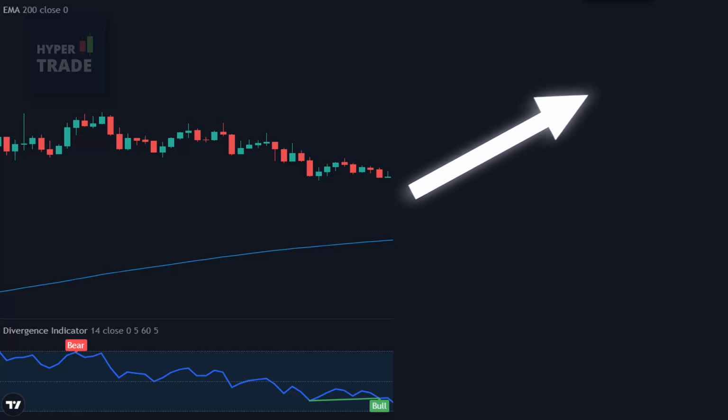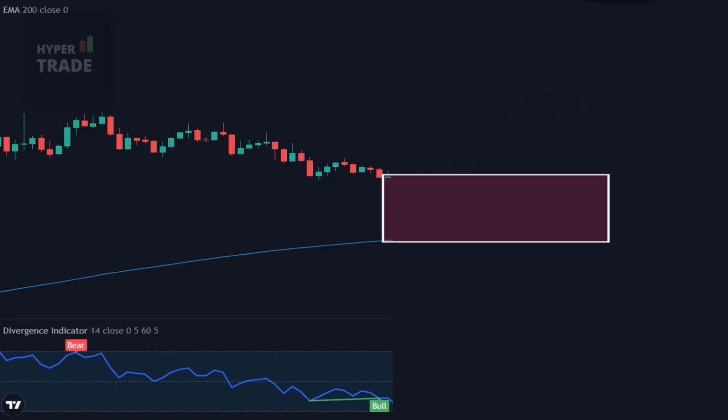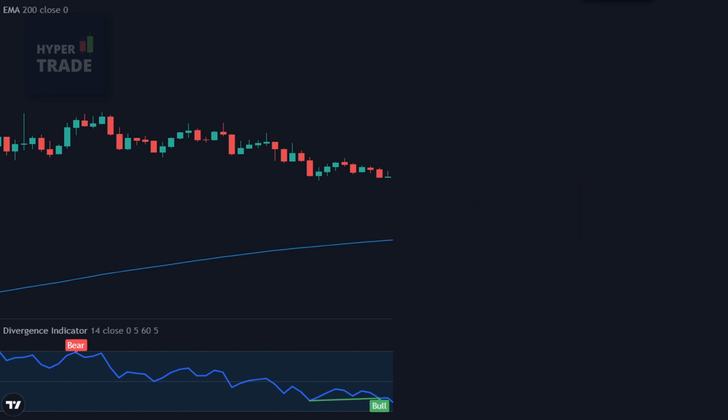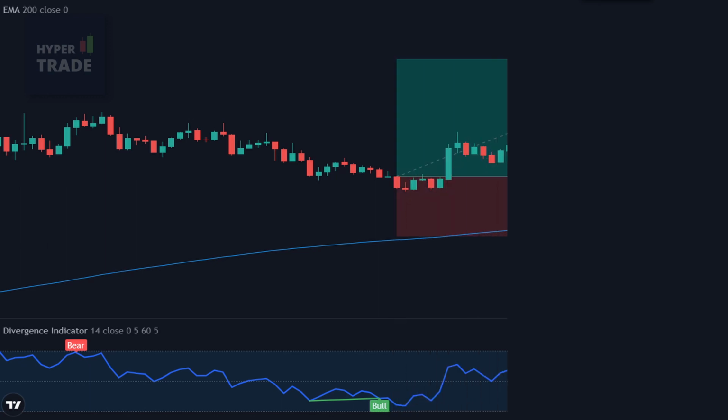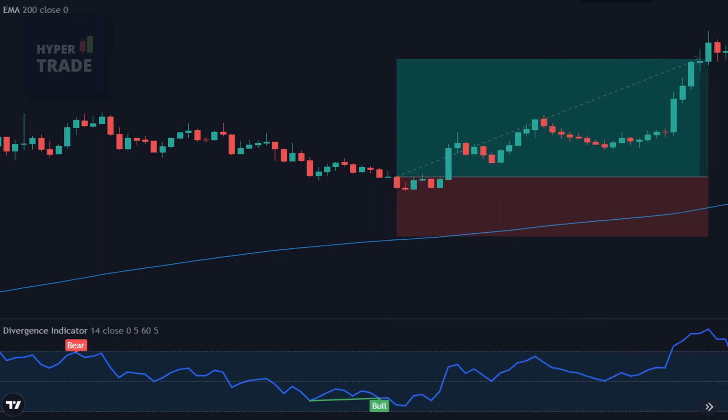The price will go up in a few minutes. Set the stop loss at the 200 EMA here. Then set the take profit 2 times above the stop loss. So, it's time to see how this trade performs. It turns out to be a profitable trade.